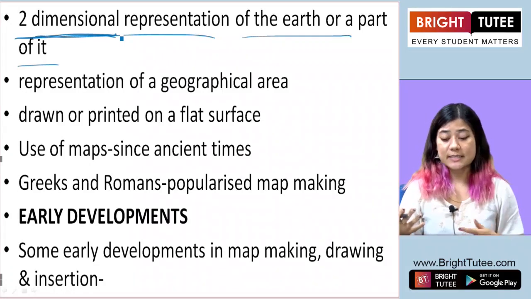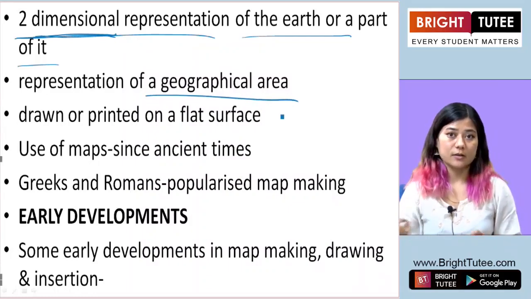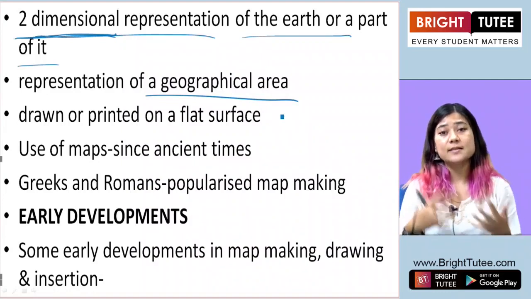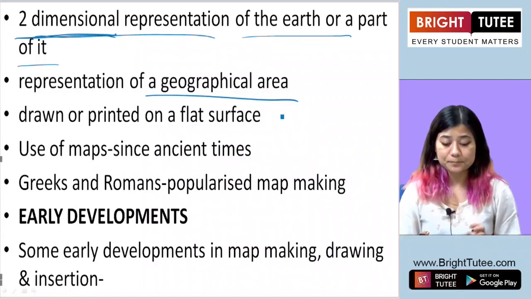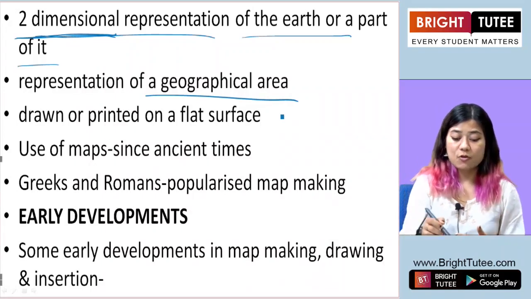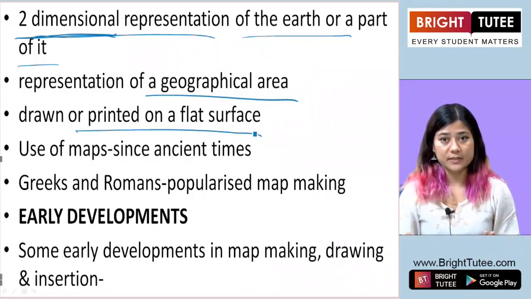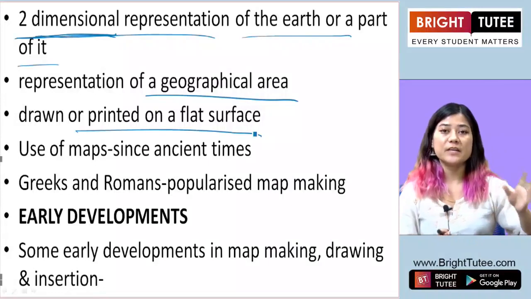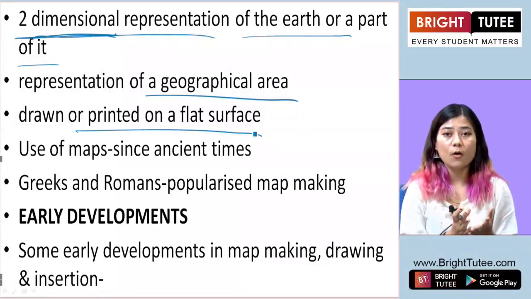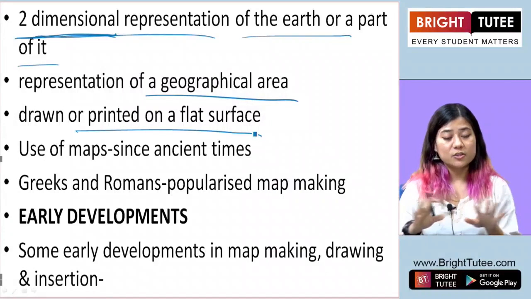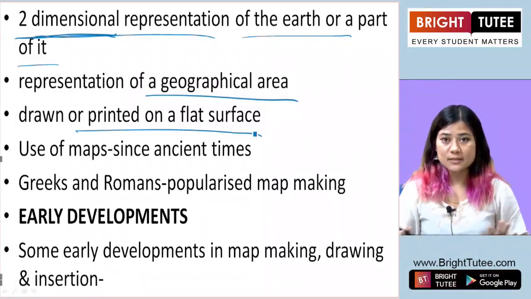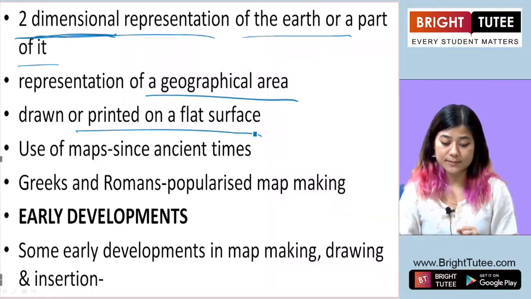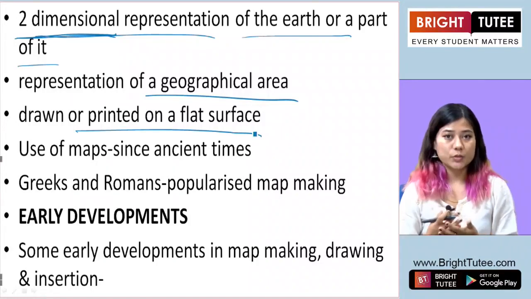While representing, it represents a geographical area. So we say map of India. The geographical area of India is represented on a piece of paper. So these maps are drawn or printed on a flat surface. Today, if you go to the stationery shop, we see different versions of maps where you can feel it, you can rotate it, it looks like a ball. But generally, maps are drawn on a flat surface, and then they are put on different shapes and sizes of objects.